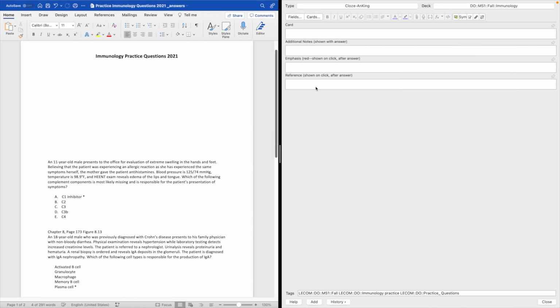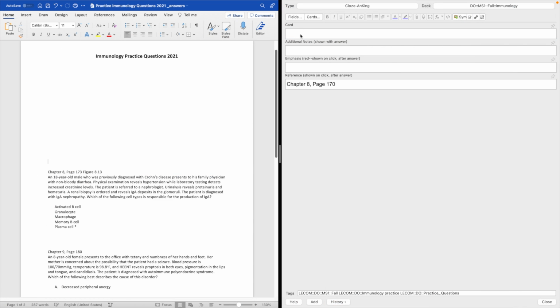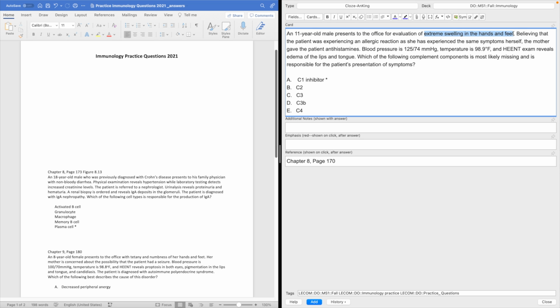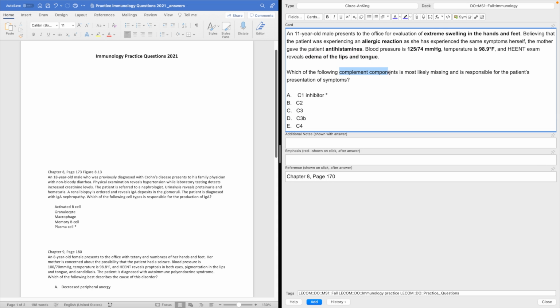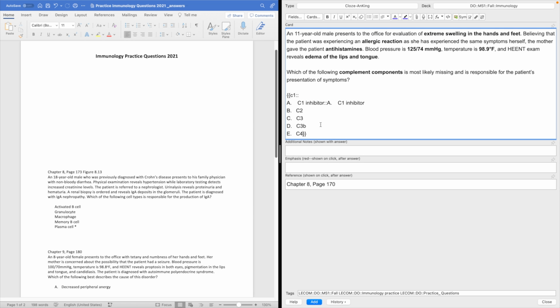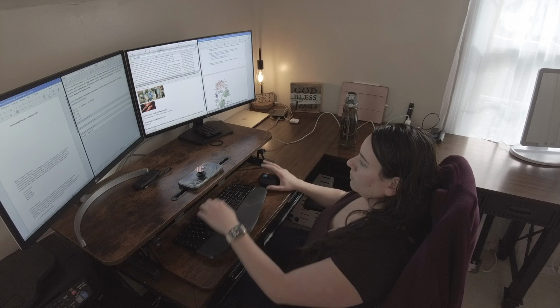We're really knocking these out now. Here we have a young patient with some swelling of the hands and feet, possible allergic reaction, parents administered antihistamines. We've got some vital signs in here. But the thing that stands out in this one is the edema of the lips and tongue. And finally, we are asked about the impact of complement components in this case.